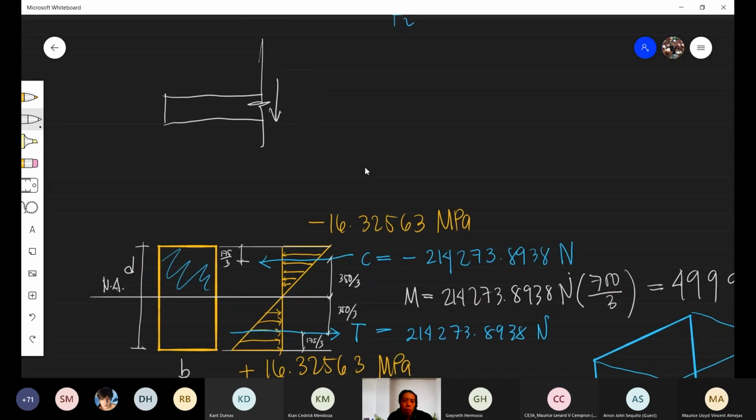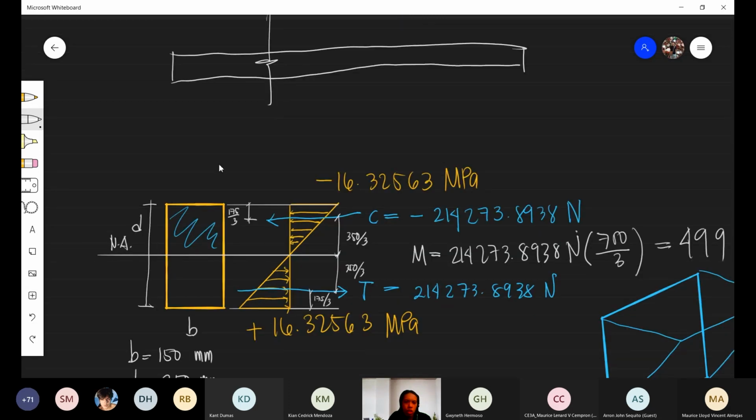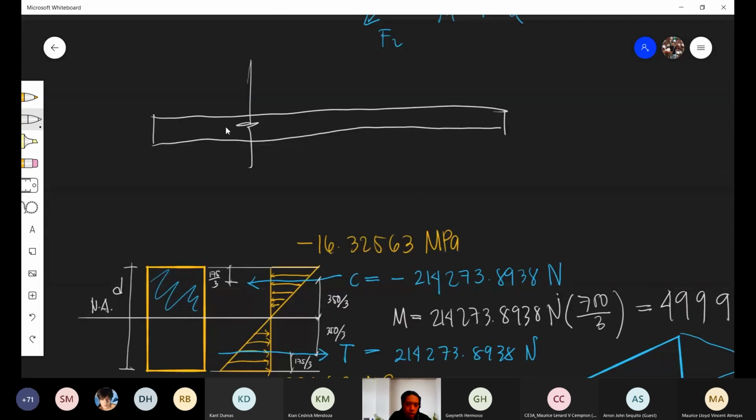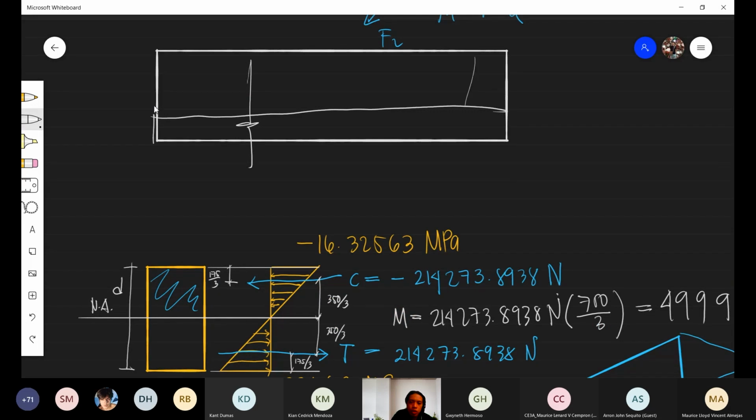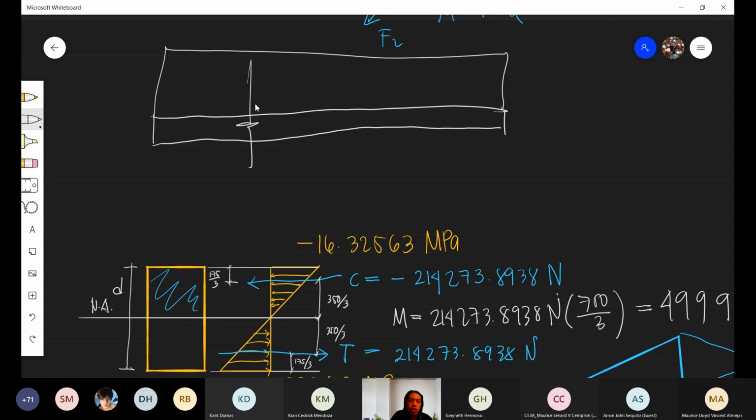Anyway, what I'm trying to point out is that on this section of the whole beam, because of the forces applied to the beam, there is an induced moment in that section.